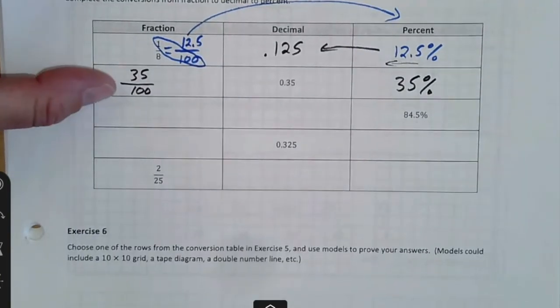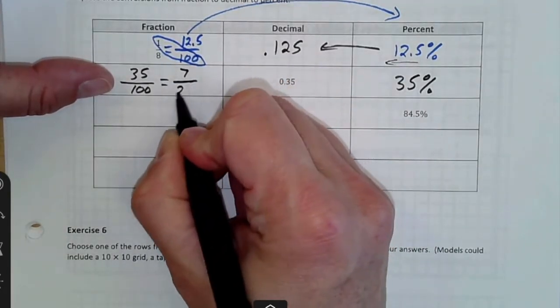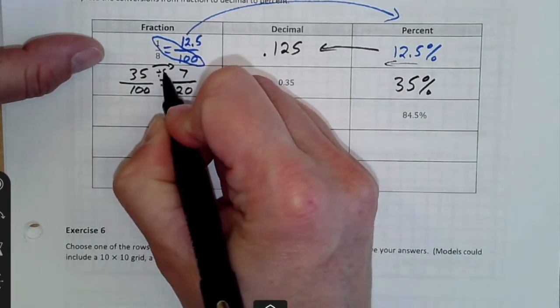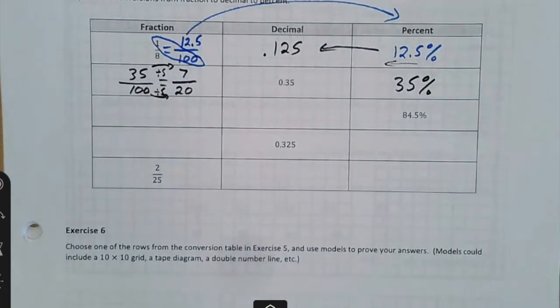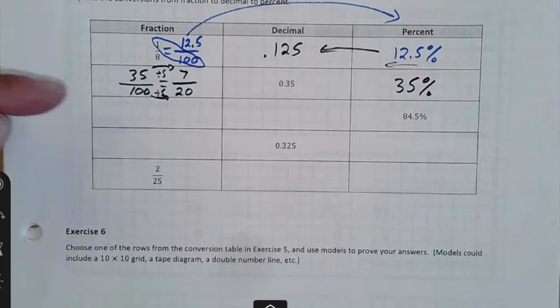Now that fraction's not in simplest form. You could make it smaller. That would be 7 over 20 if you divided them both by 5 to make it smaller. You don't have to make your fraction smaller, but I kind of like making it smaller. You make it out of 100 first, and then you can make it smaller.